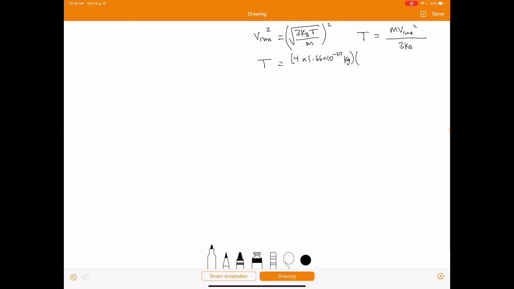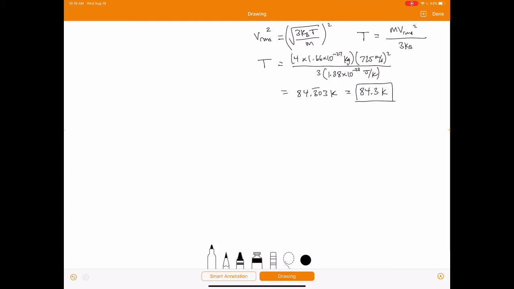RMS speed that we're given is 725 meters per second. And we'll square that as well. Then we'll divide by 3 times Boltzmann's constant, which is 1.38 × 10^-23 joules per Kelvin. If you do this calculation, you're going to get 84.303 Kelvin, but we'd want to round that to a nice 84.3 Kelvin to keep the correct number of sig figs. So that's a very low temperature, by the way.